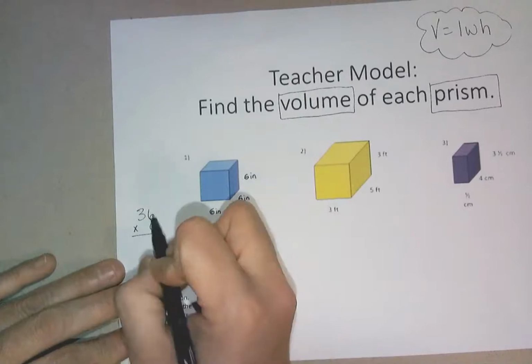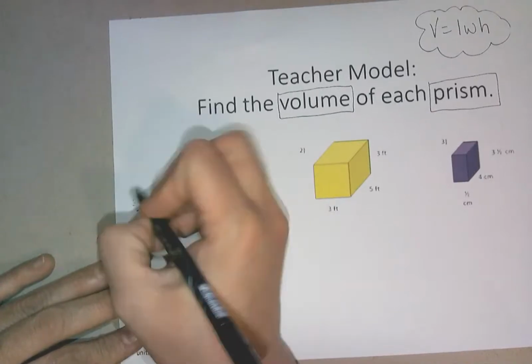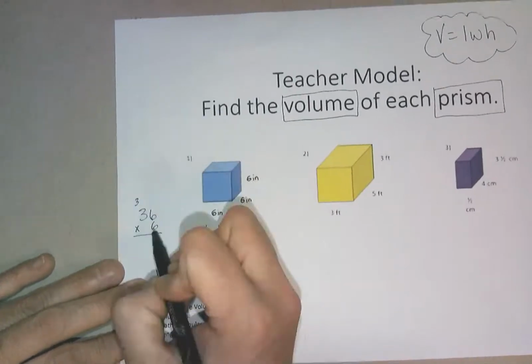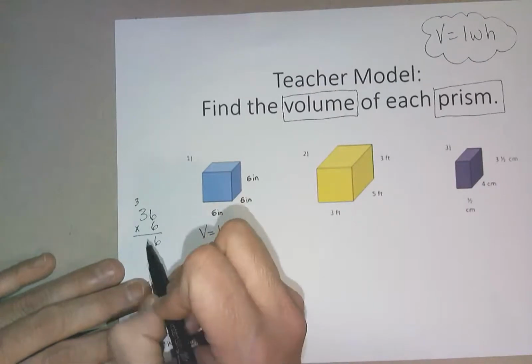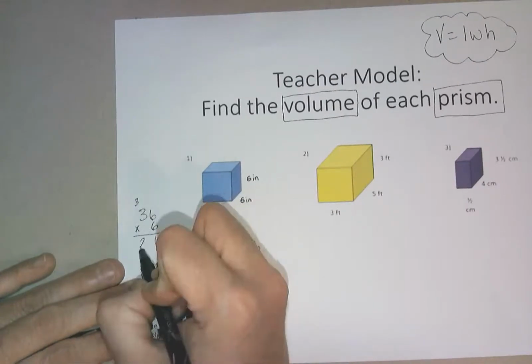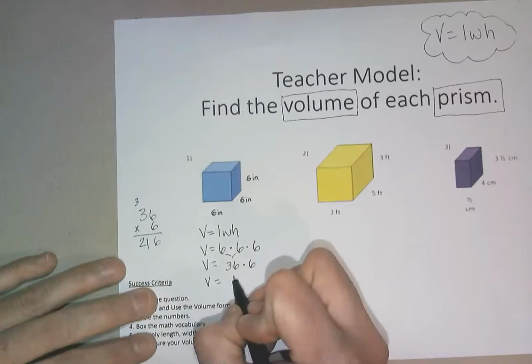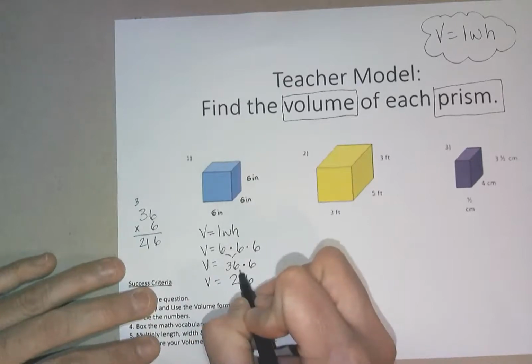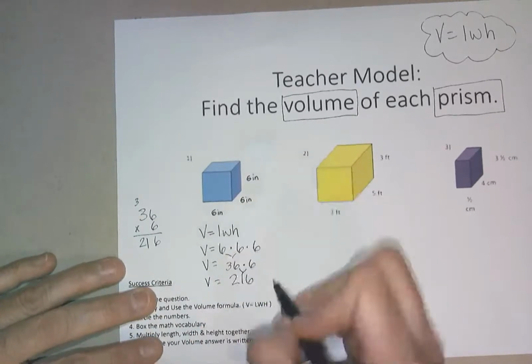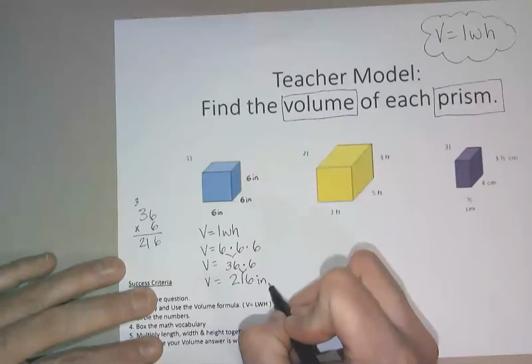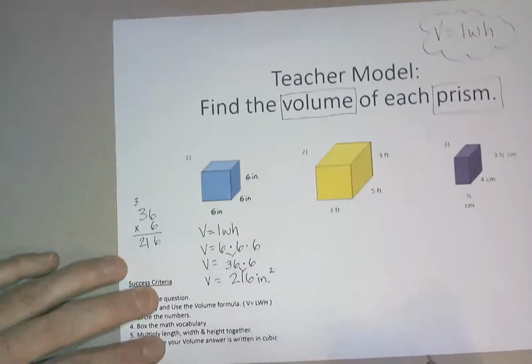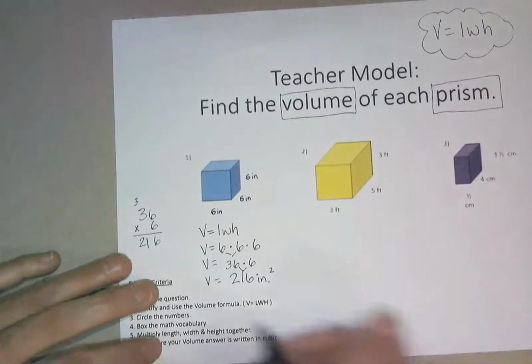So 6 times 6 is 36. Carry my 3. 6 times 3 is 18. Add 3 more, 18, 19, 20, 21. So these two together is 216. And my measurement is in inches and cubed. And I have my answer right here.